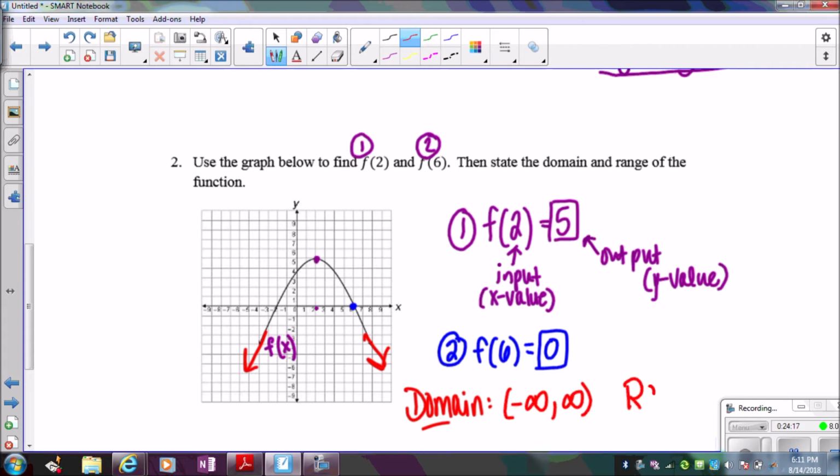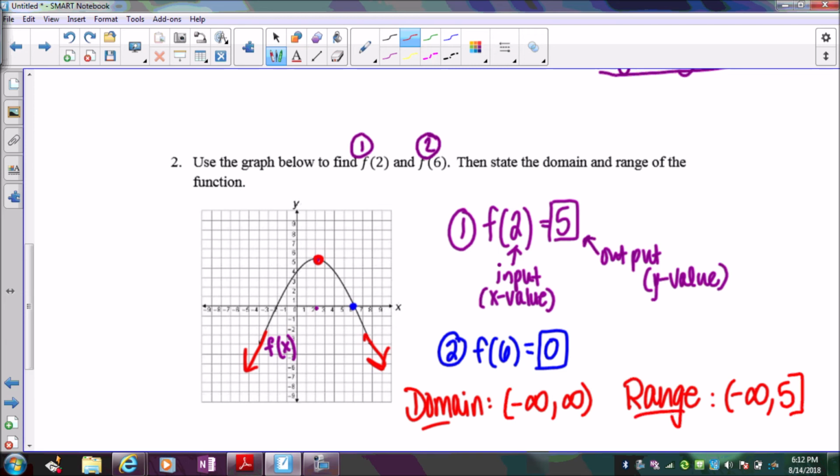The range keeps getting smaller down below. So when we go bottom to top here along the y-axis, it's going to keep going down, so it's going to be negative infinity, but then I go up and it stops right here at 5. So that means it's going to stop at 5 and include 5, so I'm using the hard bracket around it.